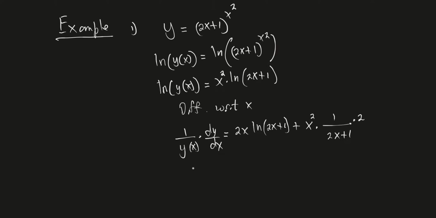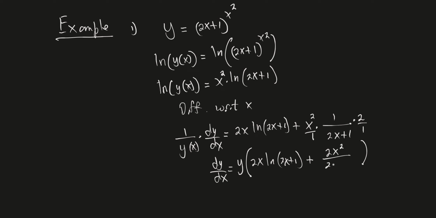So we have, and then multiply both sides by y. Let's do that in one step. So dy/dx is equal to y times this entire thing, right? So we have 2x ln(2x plus 1) plus, now we can multiply these fractions, we have 2x squared over 2x plus 1.